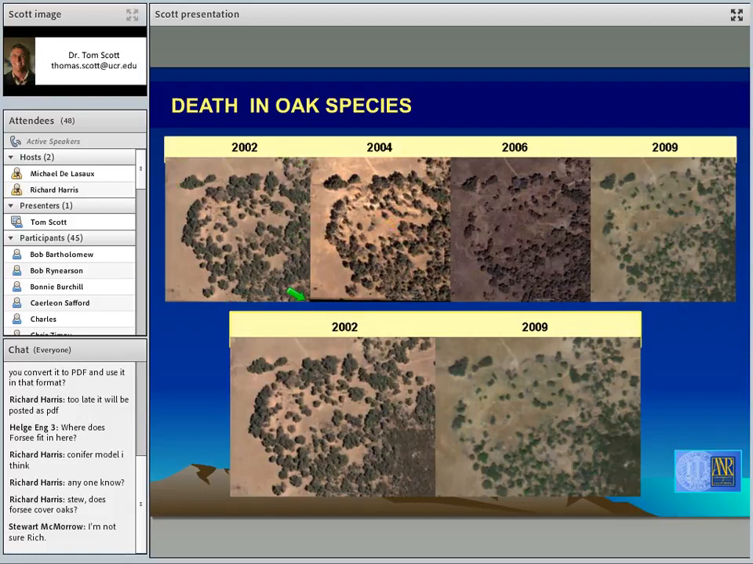So just to give you an example of when you have these cases of amplification, here's our stand before it was attacked in 2002, and here's what remains of the stand in 2009. I should have updated this. It's gotten worse. The trees that are left are all very small diameter trees, and many of them are hybrids with Quercus wislizenii, which isn't attacked by this beetle.